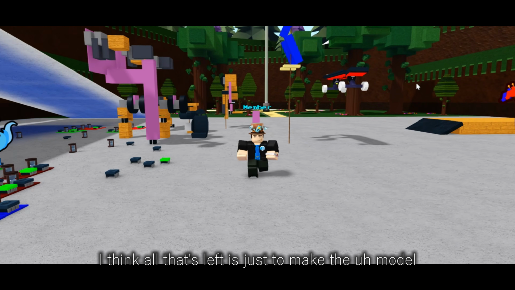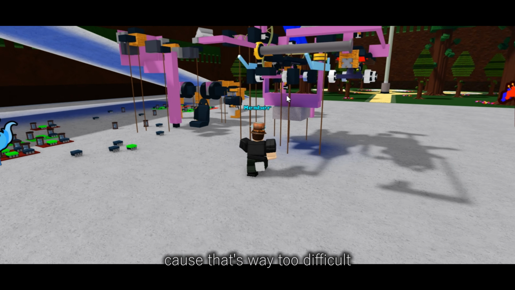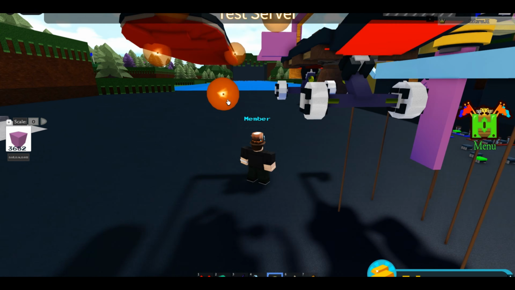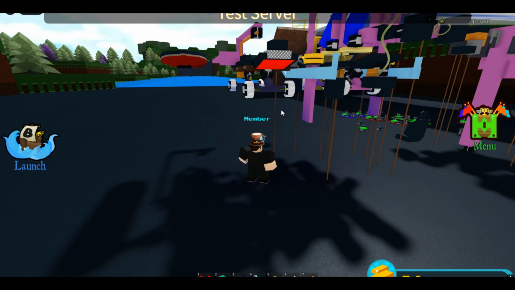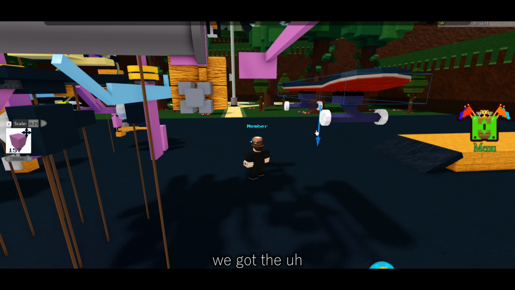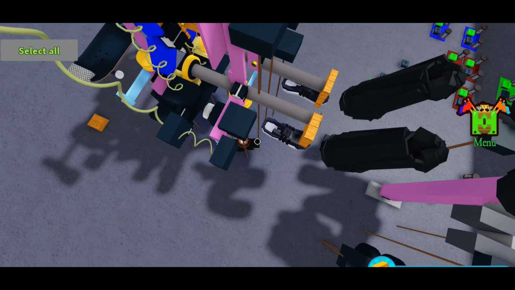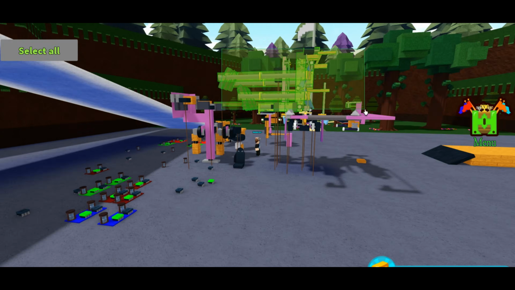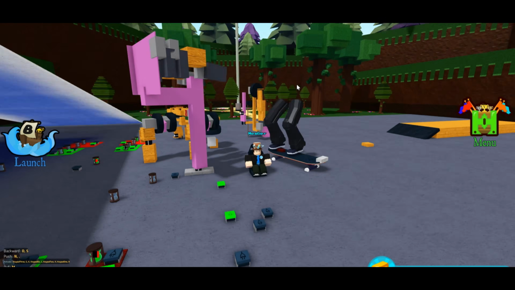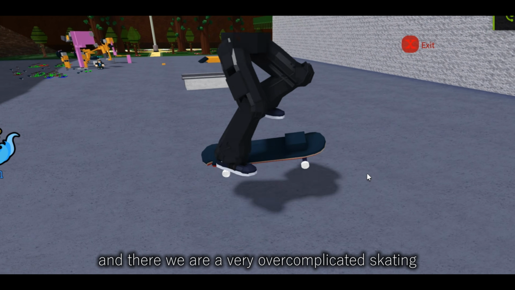I think all that's left is just to make the model. I'm not going to animate a treflip because that's way too difficult, so let's just make the model. That's nice. We got the red baker with the thunder trucks. And there we are. A very overcomplicated skating mech, and it broke.